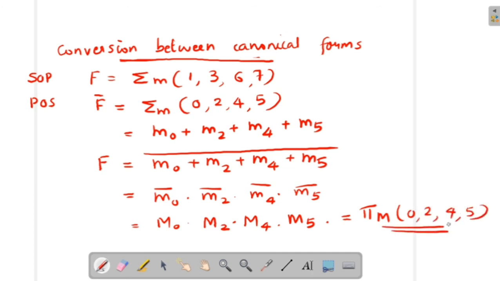So this is the canonical POS form. Okay, so simply, suppose we have an SOP form, sum of minterms form. To find the other canonical form, you take the missing terms. Here, sigma m of 1 3 6 7 becomes pi m of 0 2 4 5. Okay, so you can easily write it without using these intermediate steps. Directly you can write pi m of 0 2 4 5. So the conversion between the canonical forms is very easy. Okay, thank you.